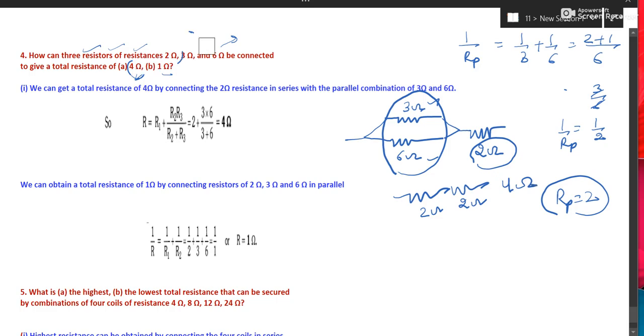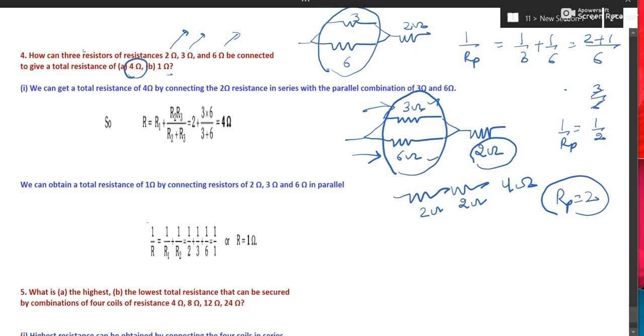The question is, how can you connect 2 ohm, 3 ohm and 6 ohm so that the answer is 4 ohm? So you will say we will connect 3 ohm and 6 ohm in parallel, and 2 ohm will be connected in series to this arrangement.